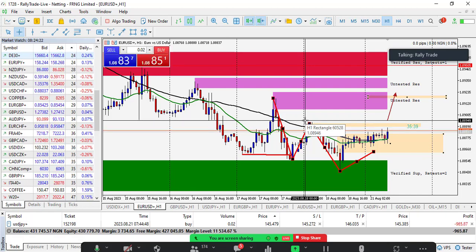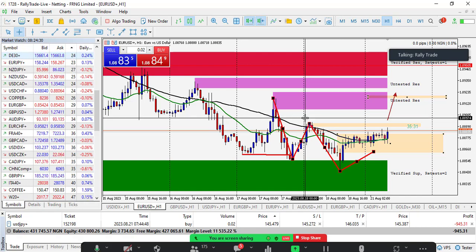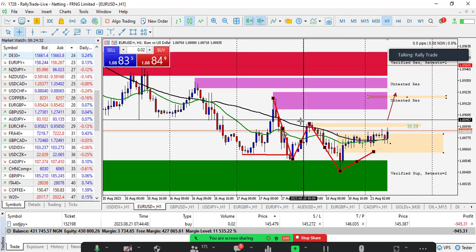Remember, what we saw on Finviz also supports this claim, right? So I would like to do a buy here, 1.08957. So around this region, I would like to do a buy. Guys, that's for EUR/USD.